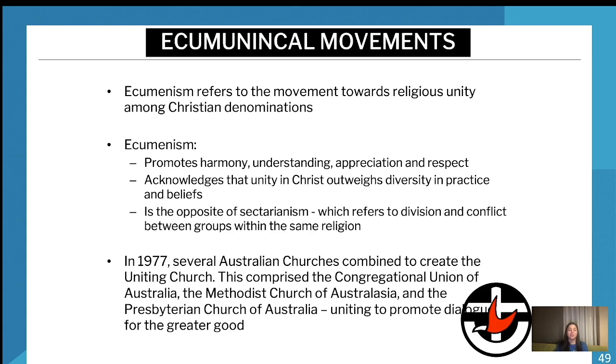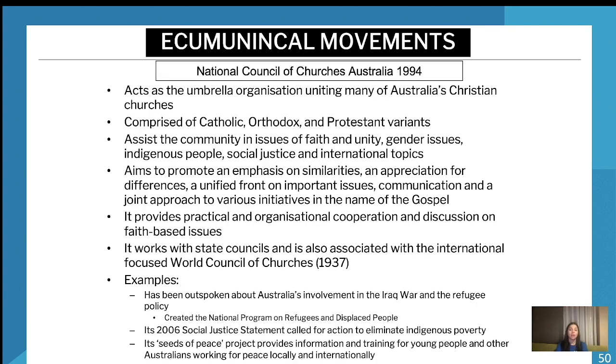Because it is an example of ecumenism and churches coming together, because the Australian churches combined. The Uniting Church today is comprised of the Congregational Union of Australia, of the Methodist Church, and of the Presbyterian Church, which united all together under the Uniting Church to promote dialogue for the greater good.